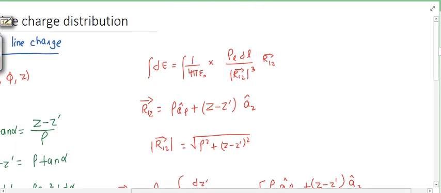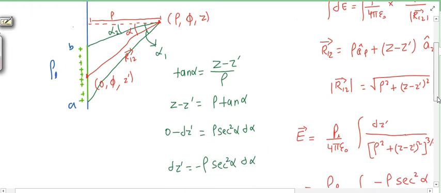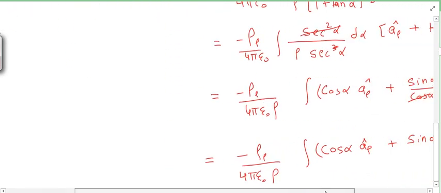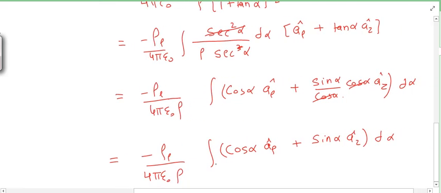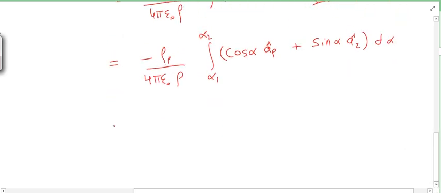What were they? I'm going from a to b, so alpha is changing from alpha 1 to alpha 2, alpha 1 at this point and alpha 2 at the b point, so I can write the limit as from alpha 1 to alpha 2. So writing limits here alpha 1 to alpha 2 and integrating it now. Now you can simply integrate it.